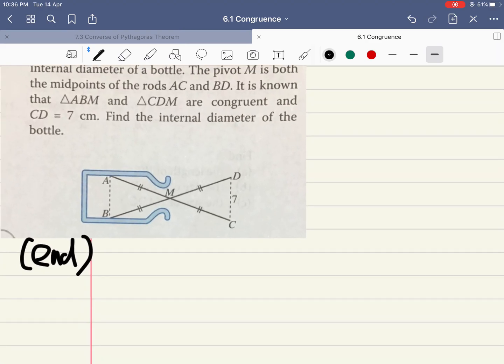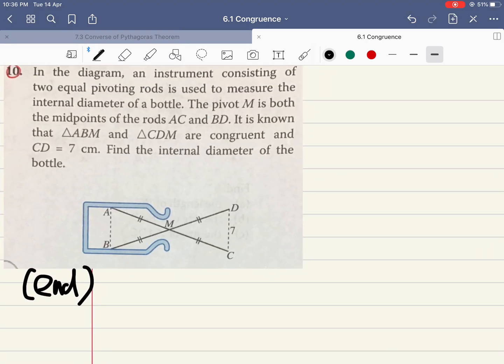We have come to the last question that I'll present to you, for this 6.1. What we have here is an instrument of two equal pivoting rods used to measure the internal diameter of a bottle. The pivot M is the midpoint of the rods. It's known that ABM, let me just draw it out for you, ABM and CDM are congruent. Find the internal diameter of the bottle.